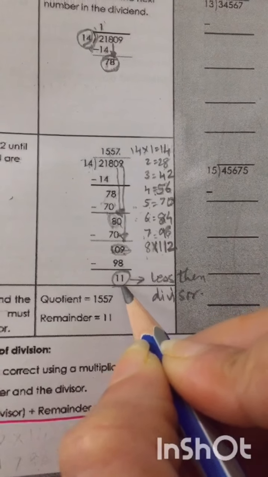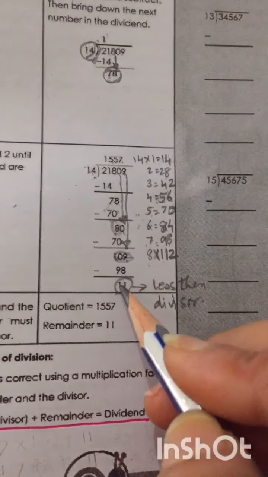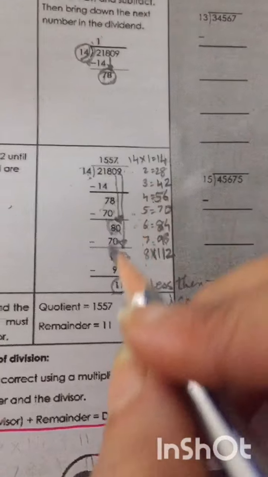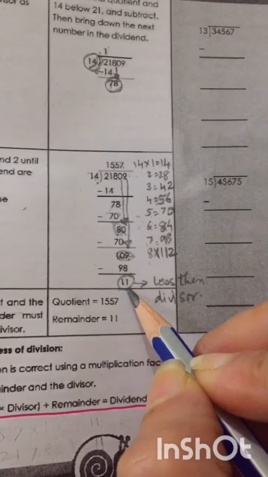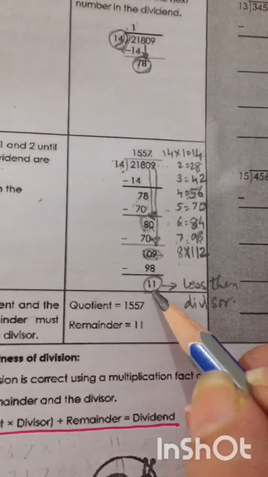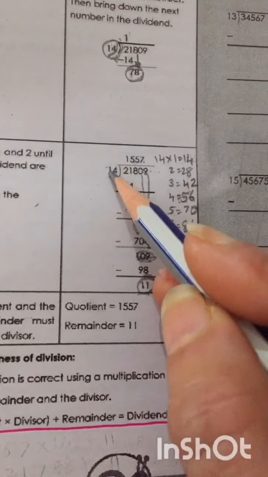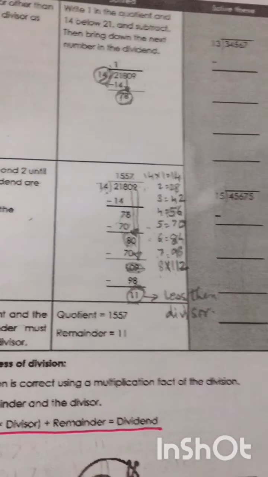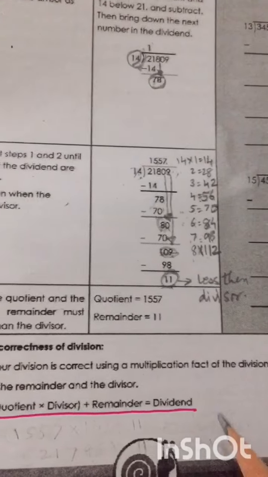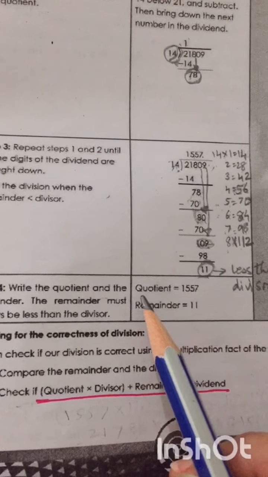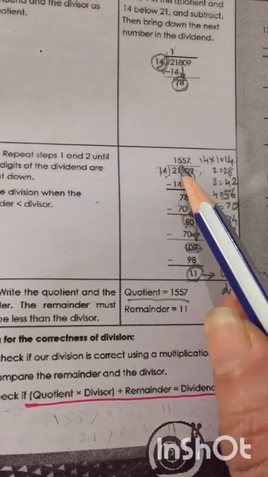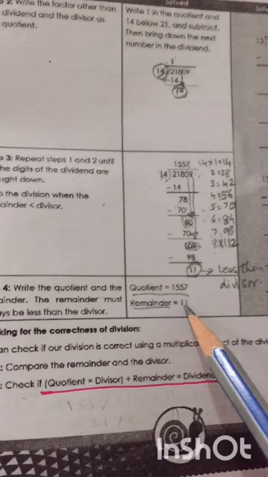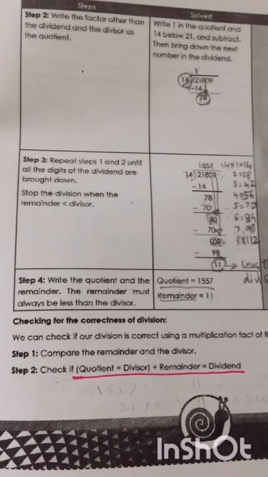Now 11 is smaller than 14. Yes. But do we have any digits here so that we can take it down? No. So then we will stop our division here. So when the remainder will be less than 14 and there is no dividend left to take it down, we will stop the division. Okay, so now here we get the quotient as 1557 and remainder as 11. So this way you will solve the division problems.